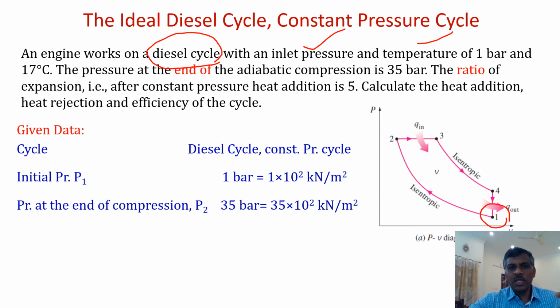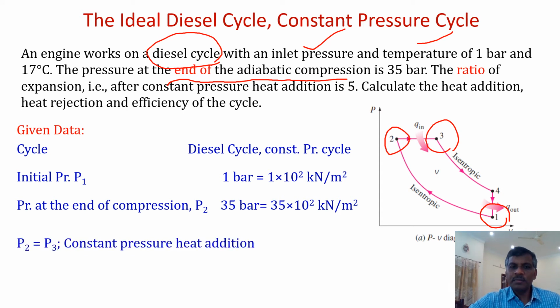Then they have given pressure at the end of adiabatic compression. 1 to 2 is compression. End of adiabatic compression is P2. P2 is given as 35 bar. 35 bar is 35 times 10 to the power of 2 kilonewton per meter square. And you know that P2 is equal to P3, because it's a constant pressure heat addition. Even though it is not given, that implies P2 equal to P3.